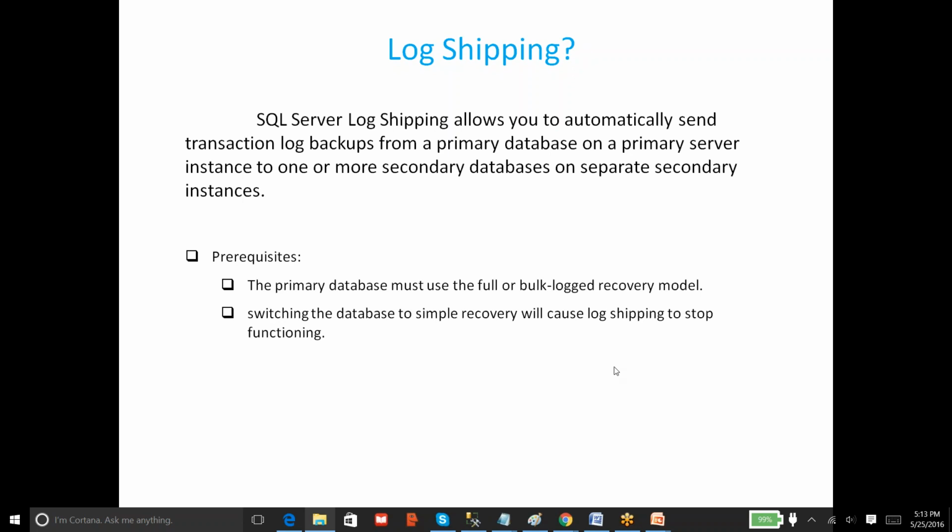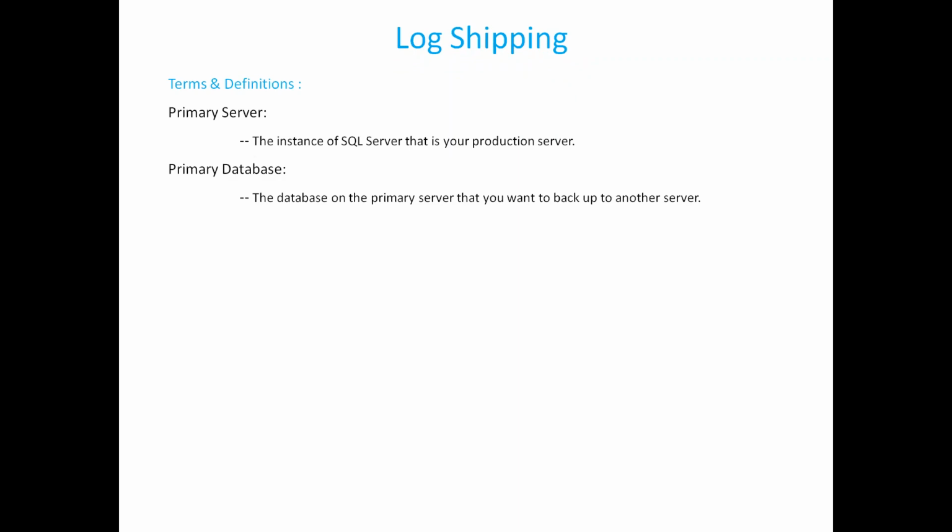Right. So the terms and definitions. Going back to database mirroring, we used some terms like principal server, principal database, mirror server, mirror database, witness server. In the same way, for log shipping we will be using different terms: the primary server and the primary database. The primary server is the production server where you are hosting your original database, and the primary database is the main original database.